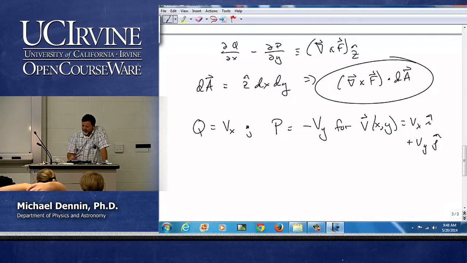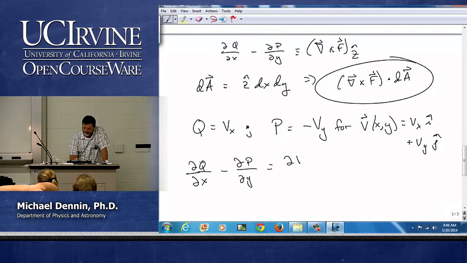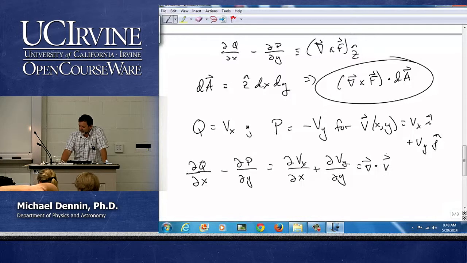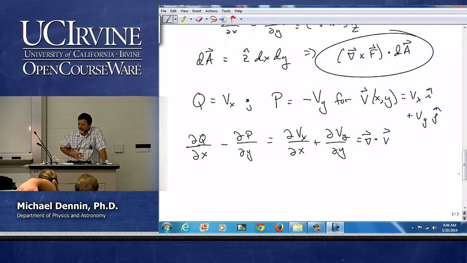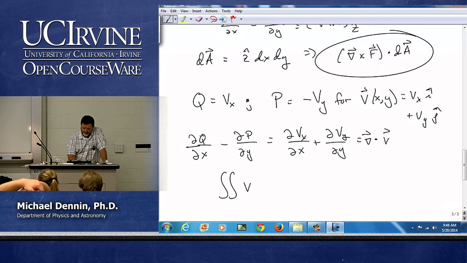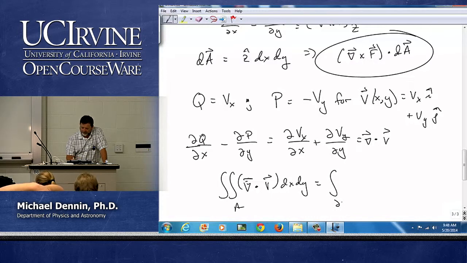And now, if I work it out, dq dx minus dp dy is equal to dv sub x dx plus dv sub y dy, which is the divergence of v. And so now I have a relationship between the integral of the divergence of v dx dy and an integral around the curve.